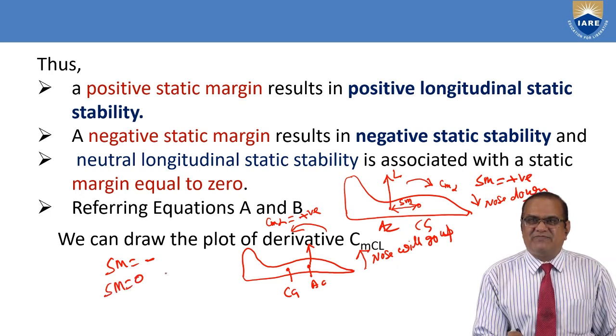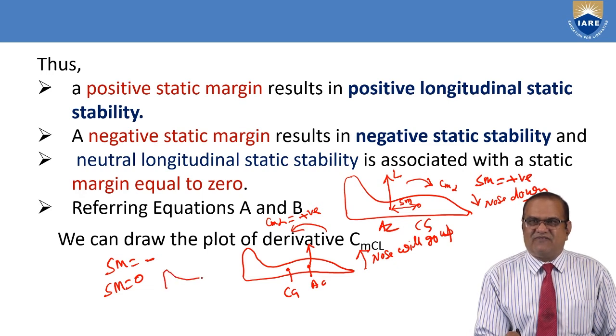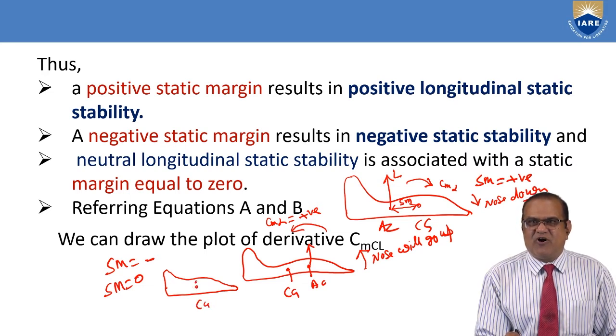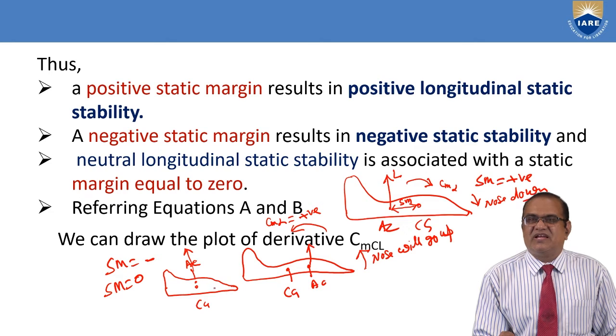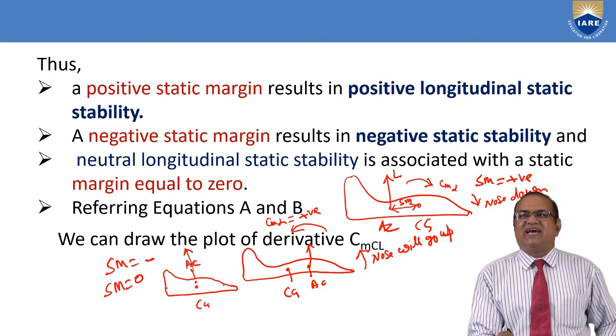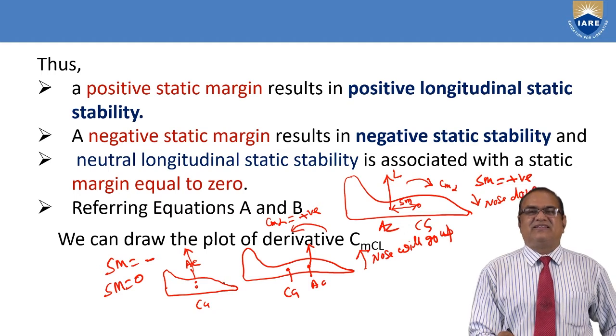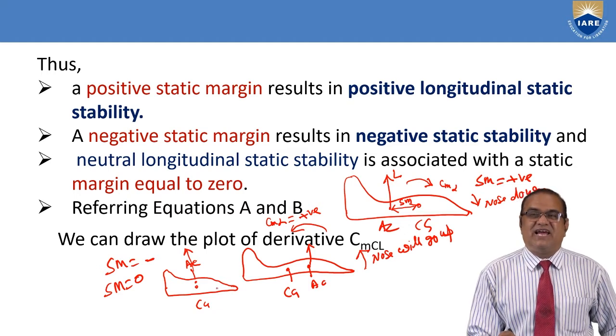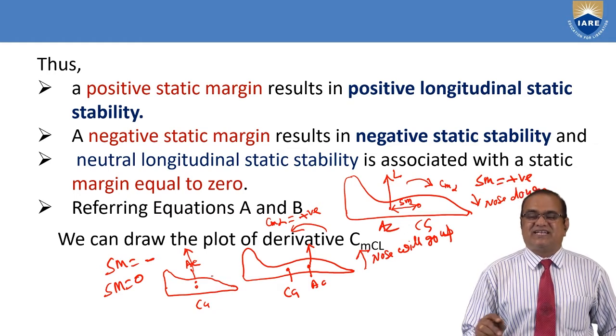And the neutral longitudinal stability is associated with when static margin is 0. What is the meaning of static margin is 0? It means this is the aircraft and there is no difference between the CG and the AC. In the same point, this is the AC. Lift is acting here. So there is no moment. So it will maintain the same condition as it was given in the disturbed position, and this is called neutral statically stable.